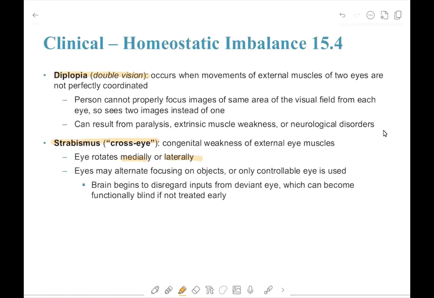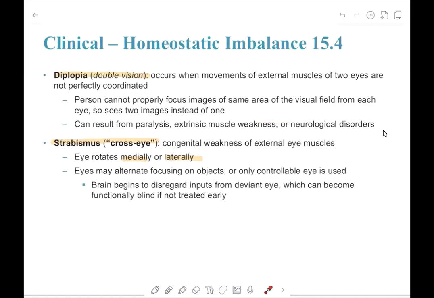This slide shows homeostatic imbalances for vision. Our first one is diplopia, and that's double vision, where a person cannot properly focus on images of the same area of the visual field.